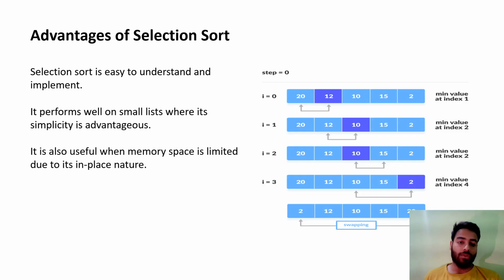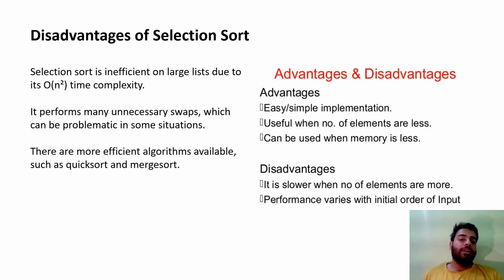Advantages of selection sort. Selection sort is easy to understand and implement. It performs well on small lists where its simplicity is advantageous. It is also useful when memory space is limited due to its in-place nature.